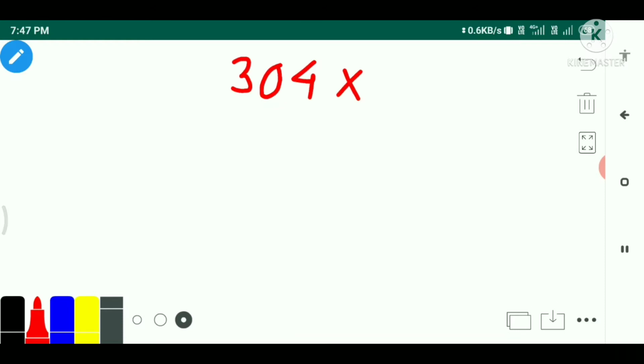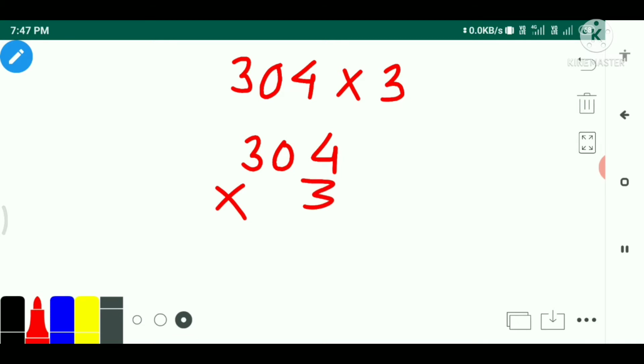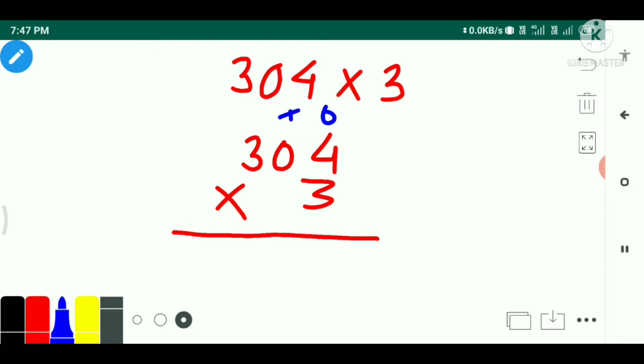Suppose we need to multiply 304 with 3. The first method is this: we write 304, multiply, and write 3. Now see, this one is ones, this one is tens, and this one is 100. We'll multiply 3 first with the ones place value, then the tens place value, then the 100 place value.